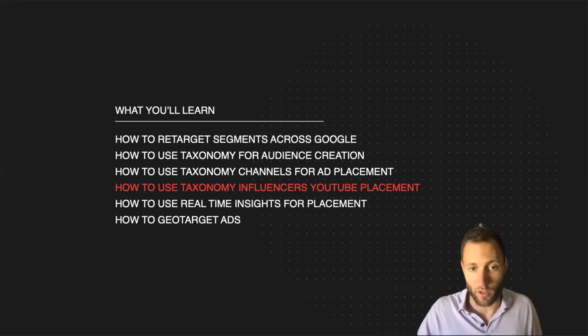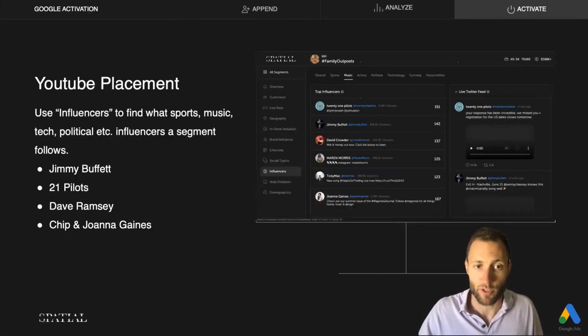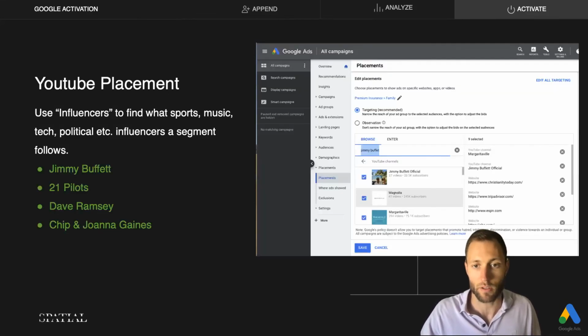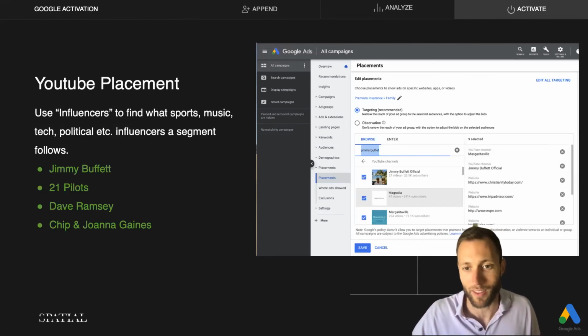This is pretty fun. So using influencers for YouTube placement. So we can see in the influencers tab in taxonomy that family outposts are following Jimmy Buffett, 21 Pilots, Dave Ramsey, and Chip and Joanna Gaines. So you better bet when we want to show up on the Margaritaville YouTube channel, as well as the Magnolia YouTube channel with Chip and Joanna Gaines.